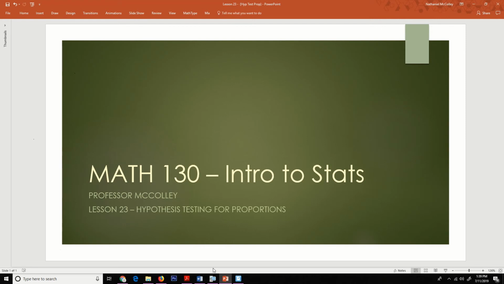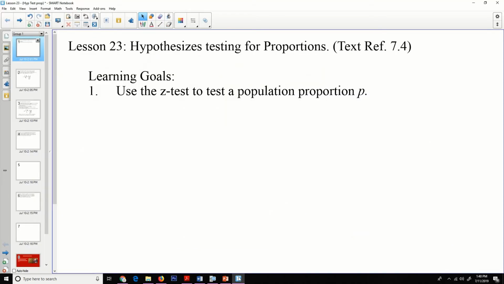I'm Professor McCulley. This is lesson number 23, Hypothesis Testing for Proportions. Let's get right to it. There's only one learning goal today. That is to use the Z-test to test a population proportion P.